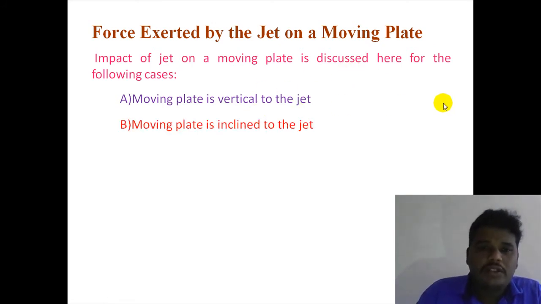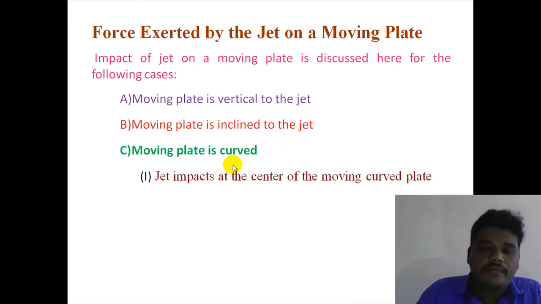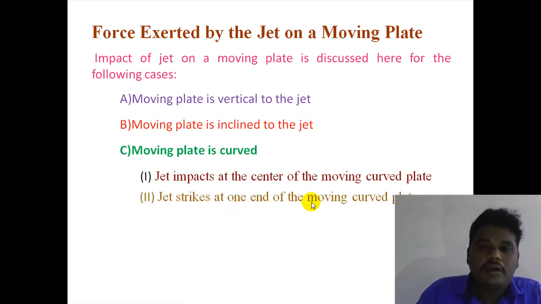The moving plate may be vertical to the jet, or the moving plate may be inclined to the jet, or the moving plate may be curved. For a moving curved plate, the jet strikes one end of the moving curved plate, or the jet strikes the moving curved plate and the plate is slipped. These are the cases under moving curved plates.